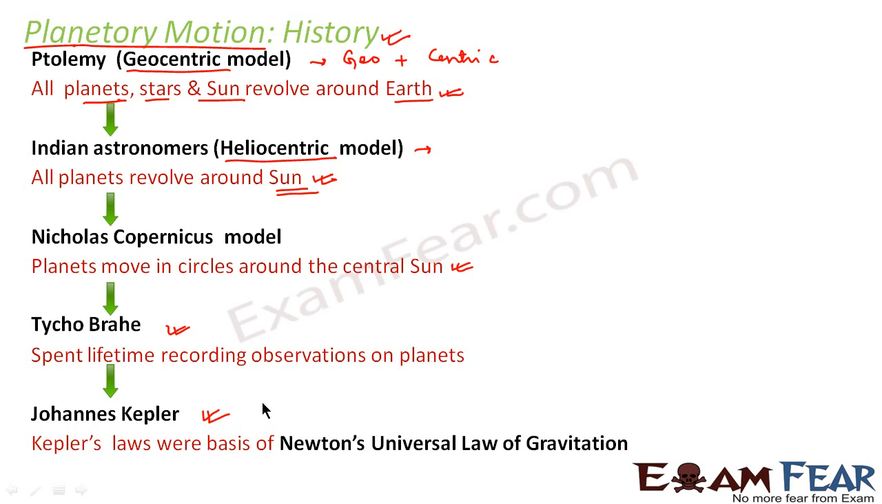As of now, in today's world, planetary motion is governed by Kepler's 3 laws. These Kepler's laws were based on the experiments and observations recorded by Tycho Brahe. And these Kepler's laws finally became the basis of Newton's law of gravitation. So far we studied the universal law of gravitation. Here we see what became the basis of Newton's universal law of gravitation.